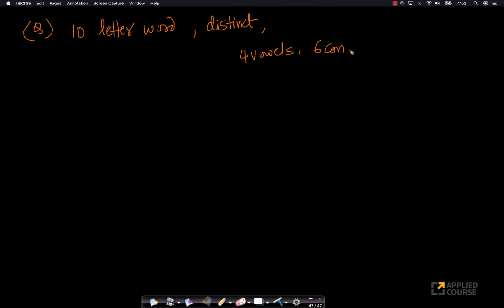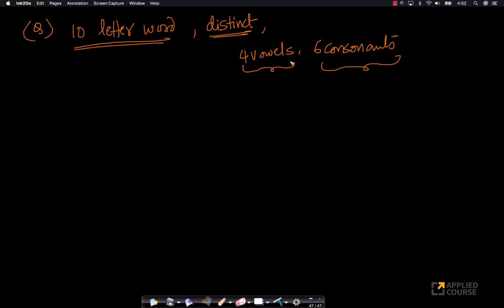Now let's take a slightly different question. Again, this is a simpler question. Imagine I want to construct a 10-lettered word where all characters are distinct, and I want to have 4 vowels and 6 consonants. In how many ways can I construct a 10-lettered word where each of the characters is distinct and it contains exactly 4 vowels and 6 consonants?